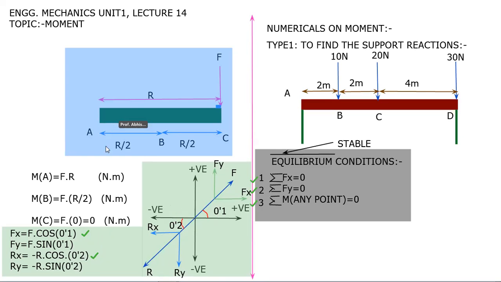And summation of Fy will be 0. Fy will be 0 means these two, the summation of these two, will be 0 if your body is in equilibrium condition. Remember this thing: summation of Fy will be equal to 0. And moment at any point is equal to 0 means what? Here we have studied the moment. That moment will be 0. Here, the moments are given.